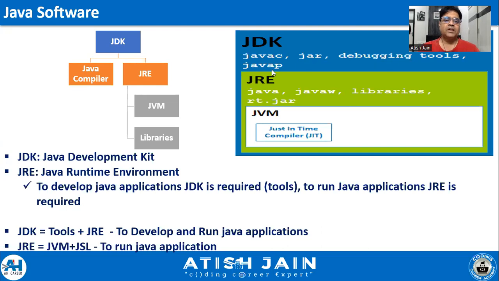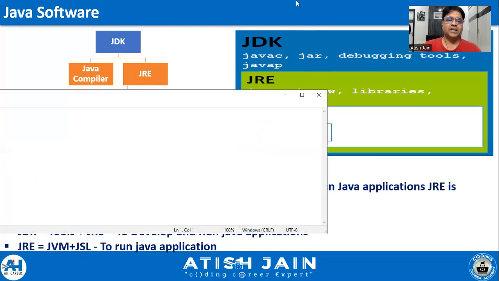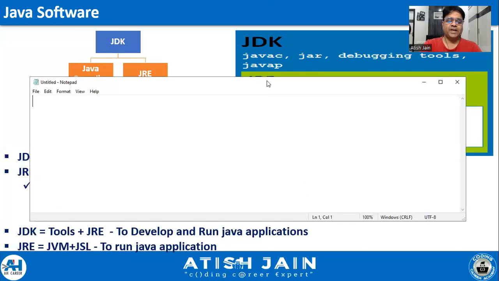So guys, now we'll see how to download Java software. If you want to start writing programs in Java, you need one normal editor for writing Java programs. And after writing the Java program, if you want to compile and run, then you require some tools, that's nothing but a compiler and interpreter to run Java programs.